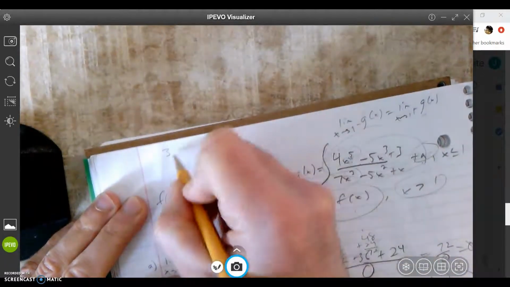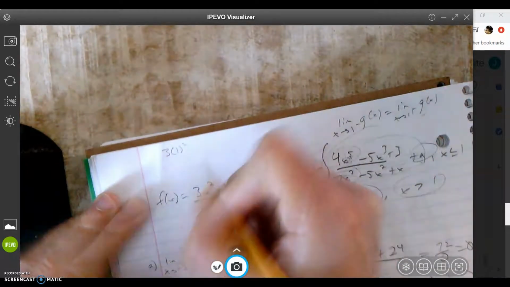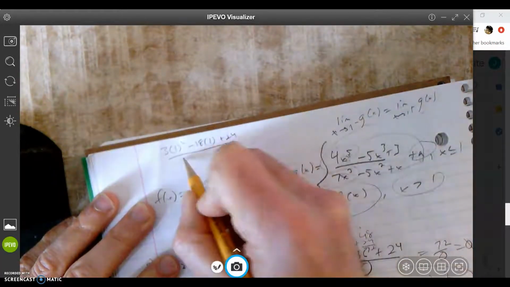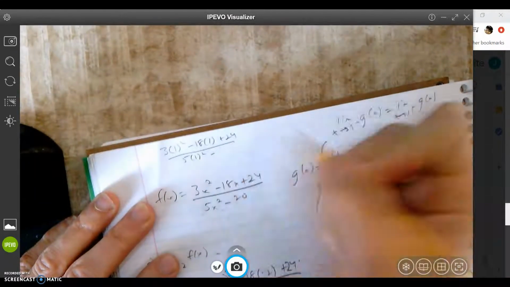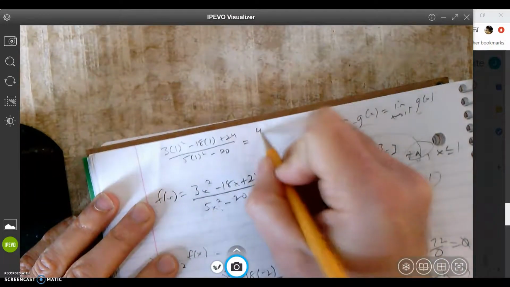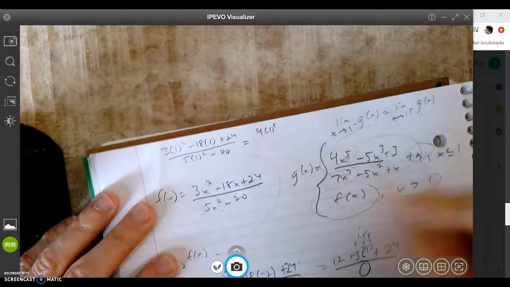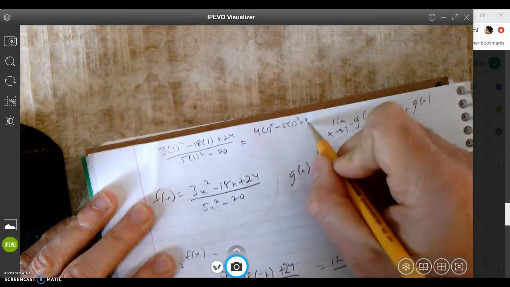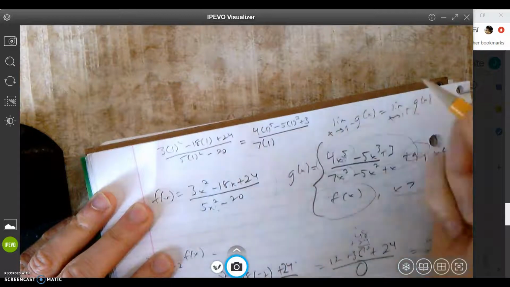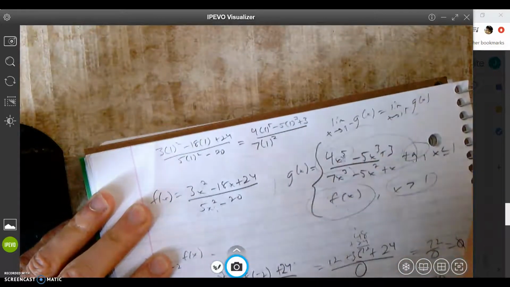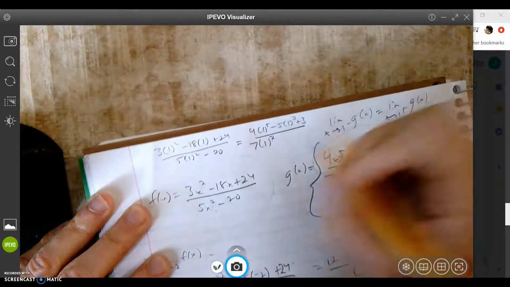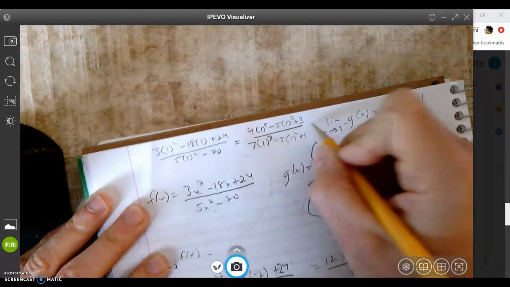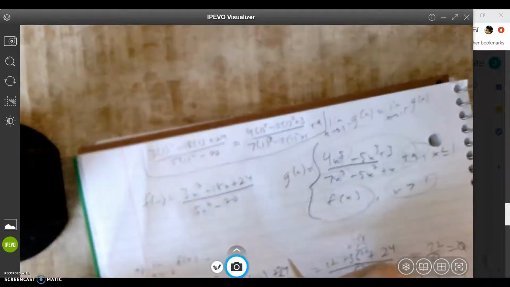So 3 times 1 squared, I'm plugging in 1 here, minus 18 times 1 plus 24, over 5 times 1 squared minus 20, has to equal 4 times 1 to the 5th, and now I'm plugging in 1 here, minus 5 times 1 to the 3rd plus 3, over 7 times 1 to the 3rd minus 5 times 1 squared plus 1, plus a. And so this is what I need to solve right here.